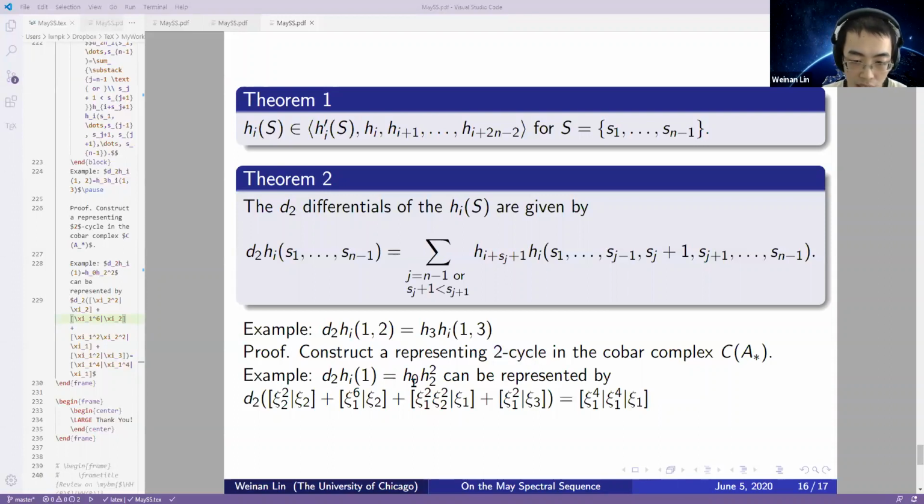So for example, the d2 of h_i1 can be represented by this in the cobar complex of C_A star. It sounds kind of scary, but usually these representing cycles would be astronomical. It would be super long. If you consider the representing cycle of h_i2, there will be roughly 100 summands. It becomes very long very quickly.